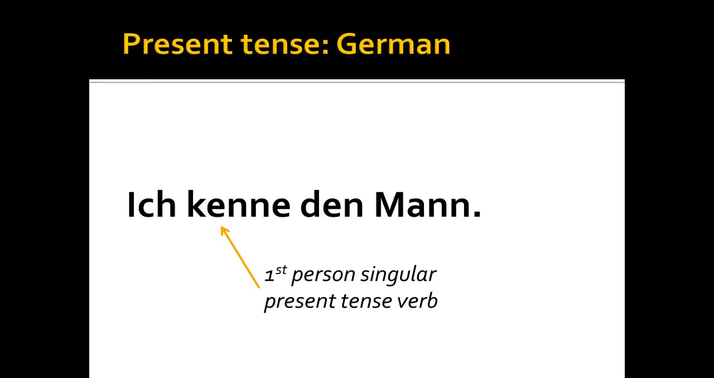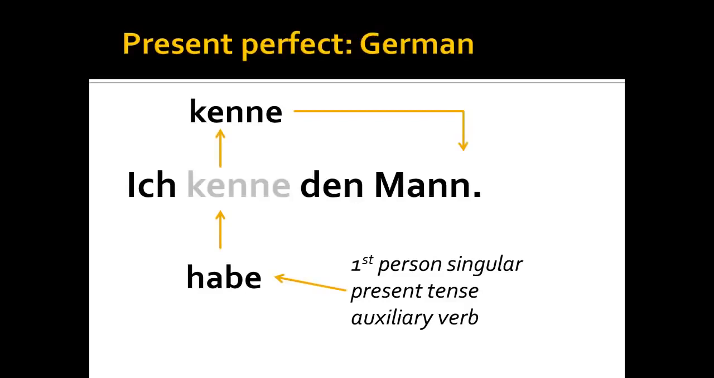So here on the screen you see the translation of the English sentence, I know the man, ich kenne den Mann. Ich, first person singular personal pronoun, agrees with the verb kenne, a first person singular present tense verb. Now, if I want to take this present tense sentence and change it into the present perfect tense, I need to do two things. First thing is, I need to take the verb kenne and remove it from the second position, and we'll move it to the end of the sentence and turn it into the past participle. We'll get to that stage in just a second.